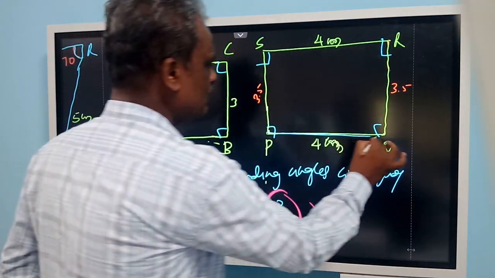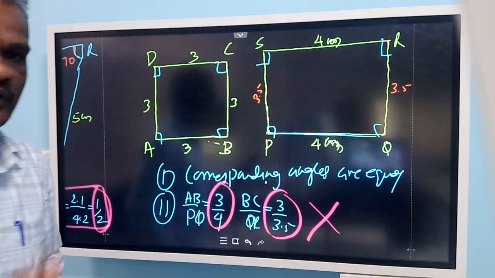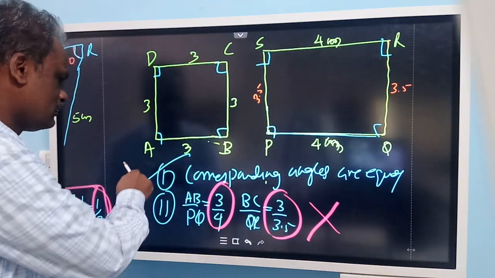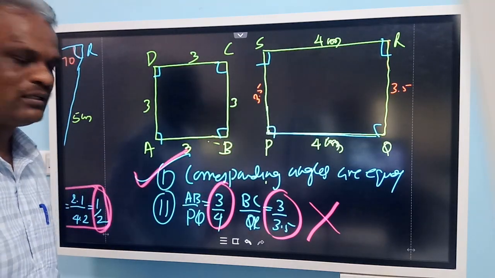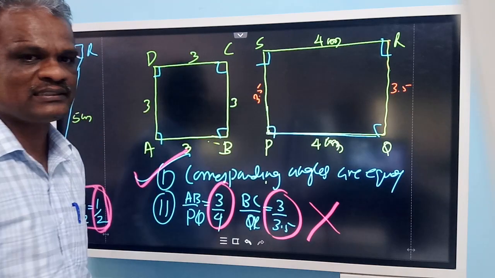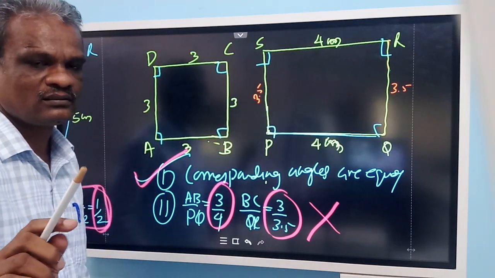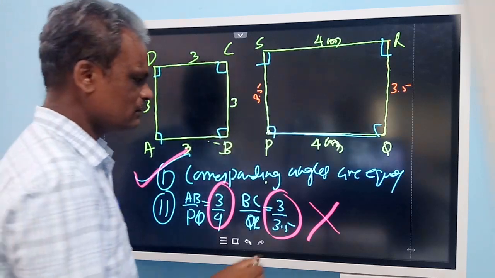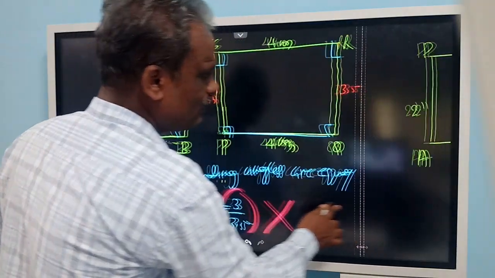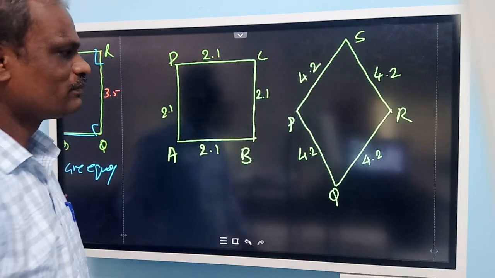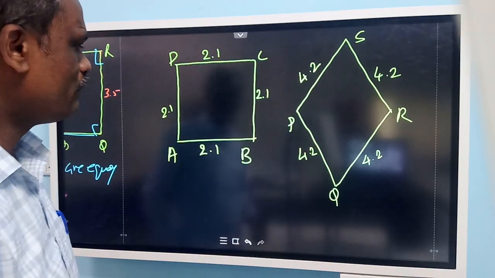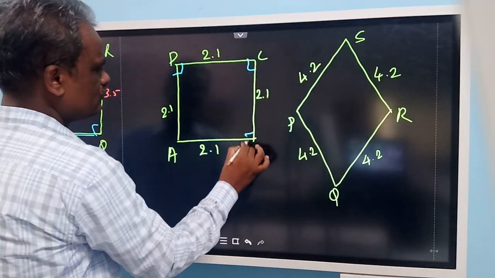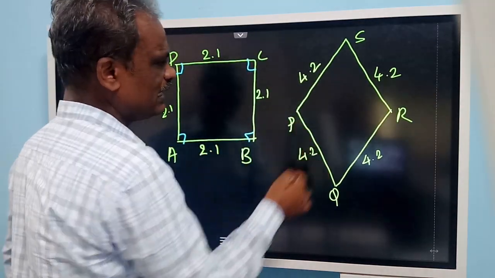This is a rectangle, this is a square. Square and rectangle are not similar. The first condition is satisfied here, corresponding angles are equal, but the corresponding sides are not in the same ratio. Is it clear? Okay. So the second condition is not satisfied. Now look at this example and tell me. First condition: here all angles are 90 degrees. Look at the diagram whether this looks like 90 degrees or not.